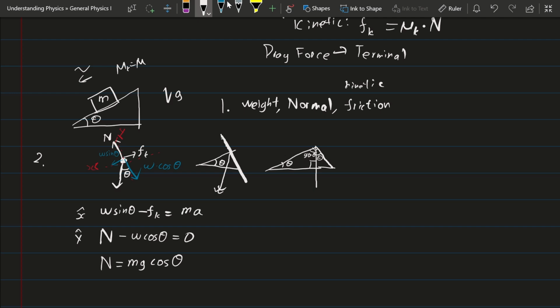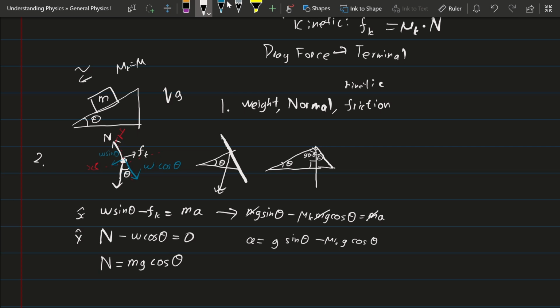And we don't know what the a is, but we know what the mu is, as well as we know what the weight is. So we could just write this down as mg sine theta subtracted by mu k mg cosine theta, and this will equal ma. You can see that the m's will later cancel each other out. That's good. Therefore, we know that the acceleration is g sine theta minus mu k g cosine theta.